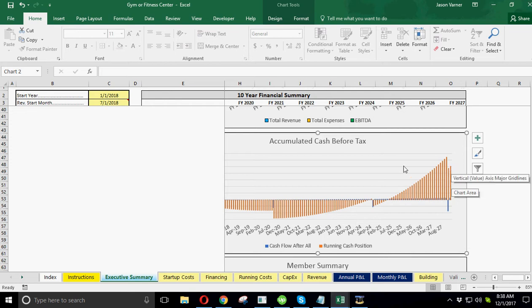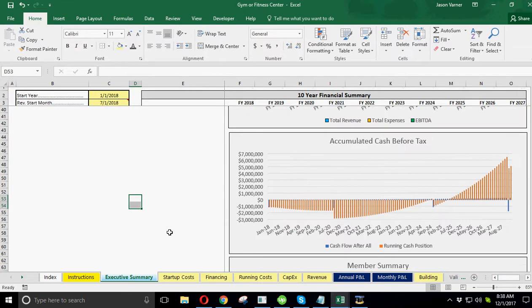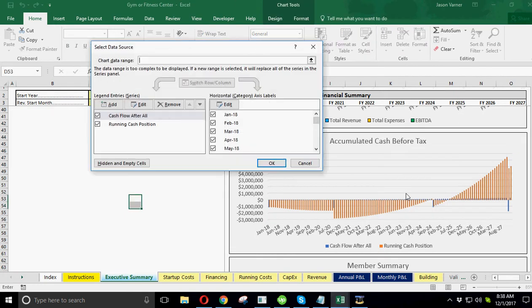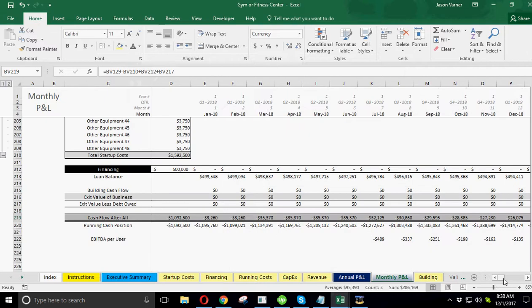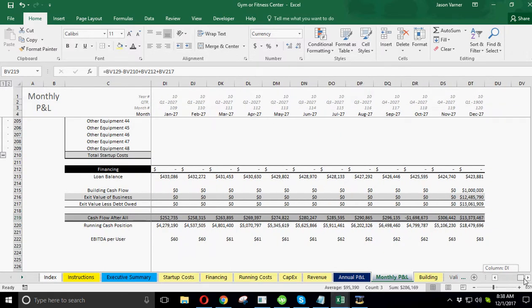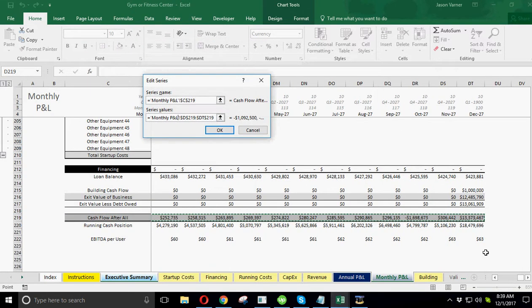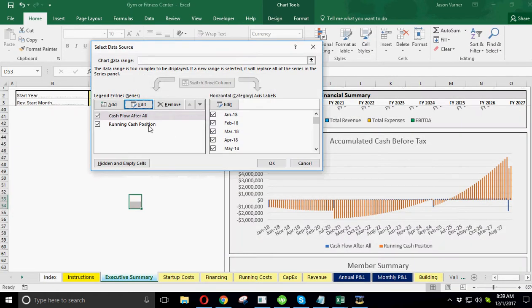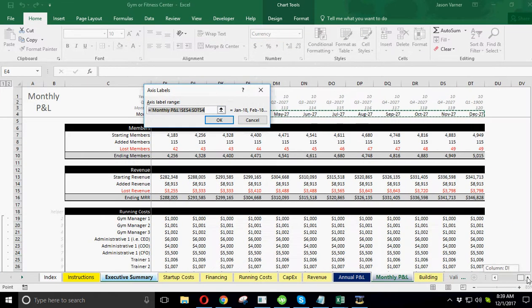Well, it doesn't want to show me that number. This line should be close to 5. Accumulated cash. Let's make sure here real quick. Where are we at? Running cash position. Yeah, that should be going all the way over to 18 million. What's the problem there? Select data. Okay, yep, 13. Running cash position, 18. And months, did we go all the way over? Yeah.